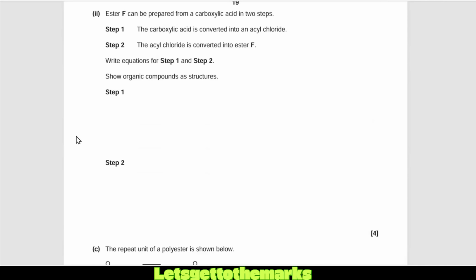Right. Ester F can be prepared from a carboxylic acid in 2 steps. Step 1, the carboxylic acid is converted into an acyl chloride. The acyl chloride is then converted into ester F. Write equations for step 1 and 2. Show the organic compounds as structures.